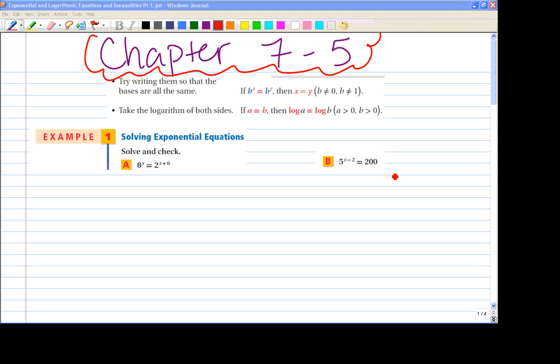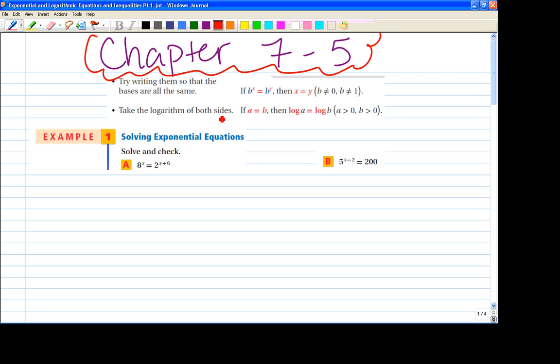Everyone, let's talk about exponential and logarithmic equations. Okay, so on this first example, you'll see that above it I've got a couple of little notes here. If we have two bases that are set equal to each other and they've got exponents, well, if I have b to the x equals b to the y, the bases are the same, so the exponents must be equal to each other as well, since this is an equation after all.